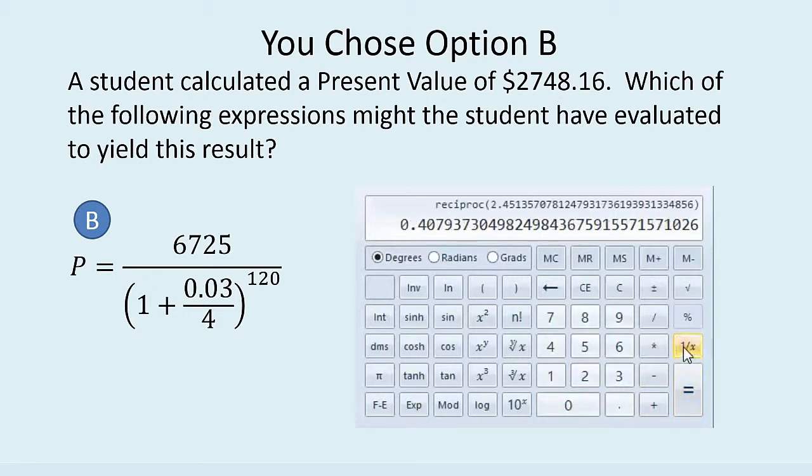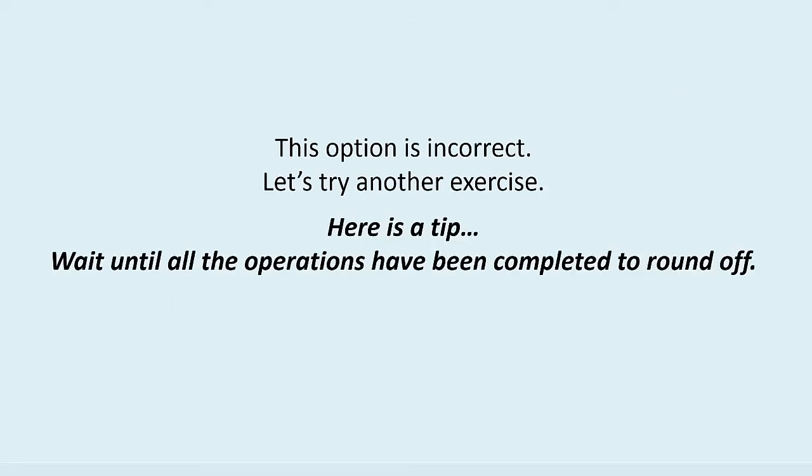We're going to take the reciprocal of that and multiply it times 6,725. This gives us $2,743.38 to the nearest cent. This option is incorrect. Let's try another exercise.